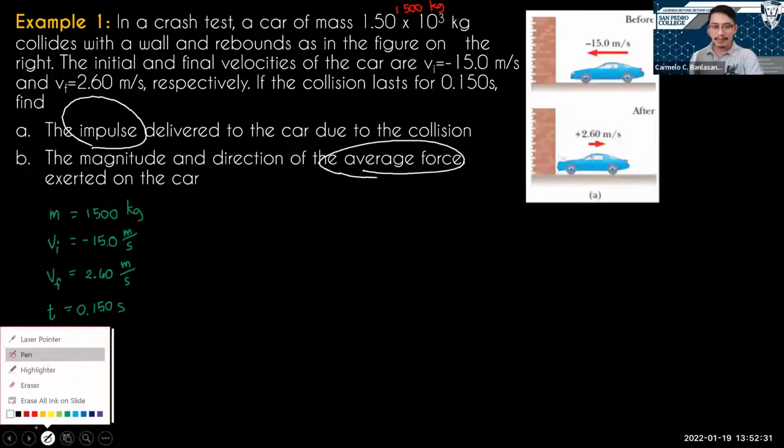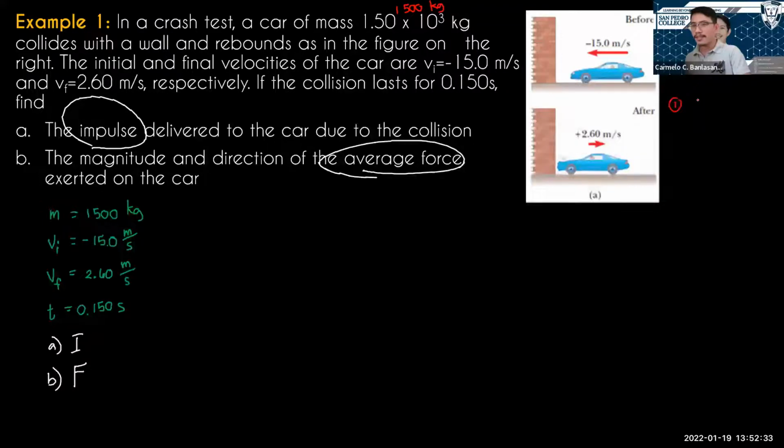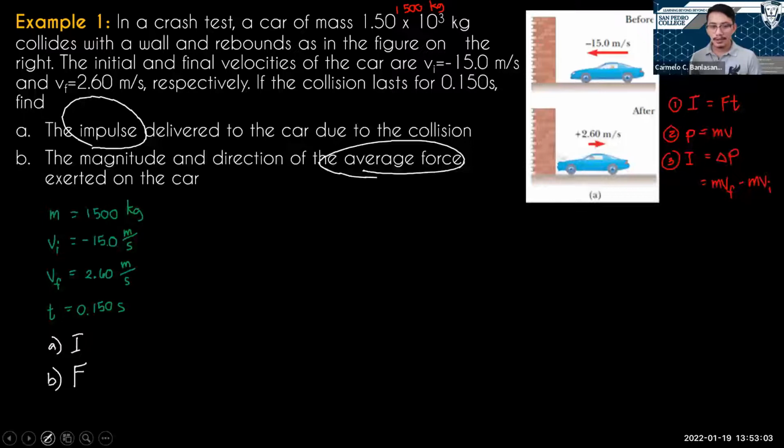Ayan. So basically, balik tayo doon sa ating mga equations. First equation, we have impulse is equal to force times time. Second equation, we have momentum is equal to mass times velocity. And then the third equation is impulse is equal to change in momentum, or that is just mvf minus mvi. So these are the equations. Good? Ayan. So for letter A, ang kailangan natin is impulse.